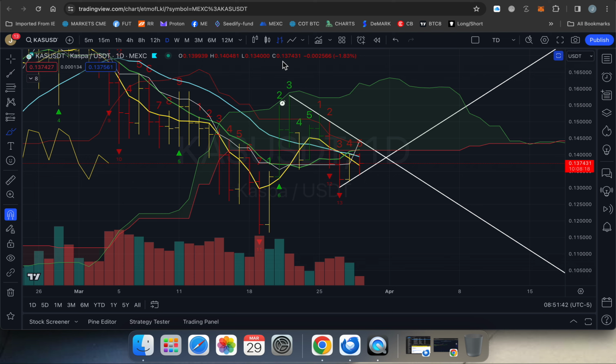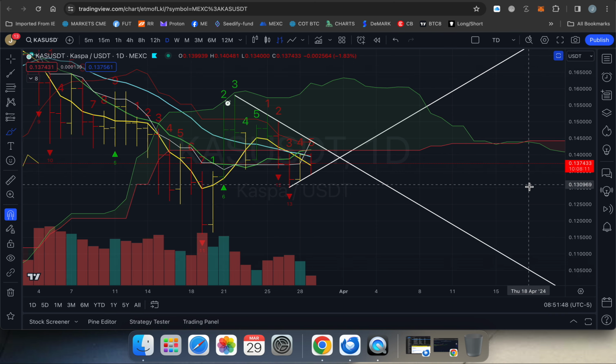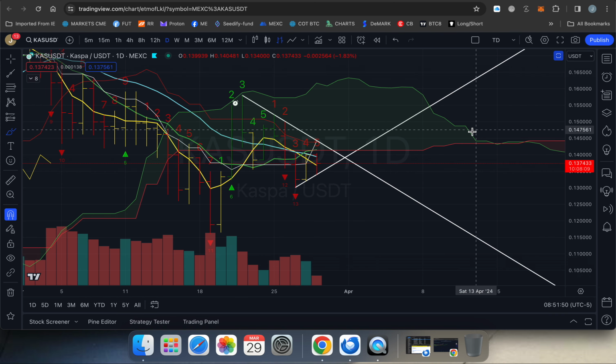So just keep that in mind. Play around with this, see what works for you, back test it. You can trade on paper till you get comfortable with it. That's what I'd recommend to do.